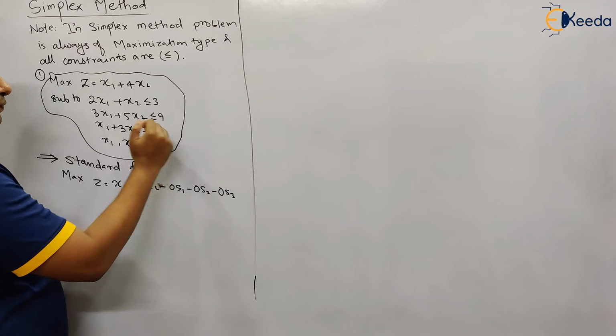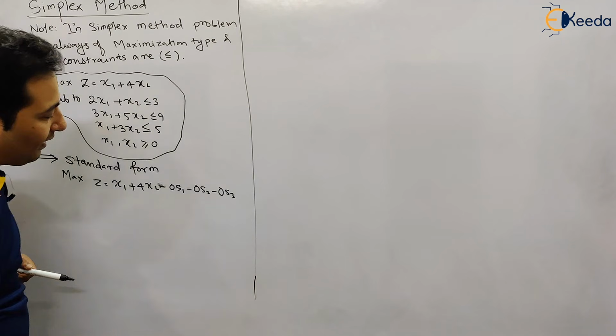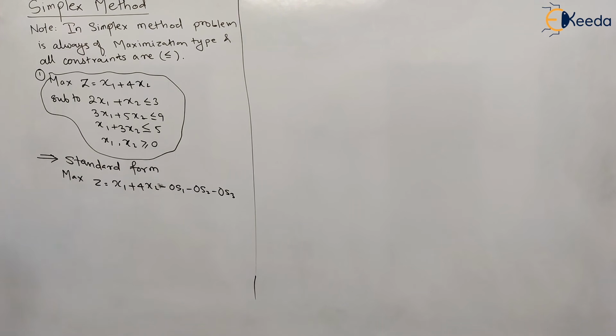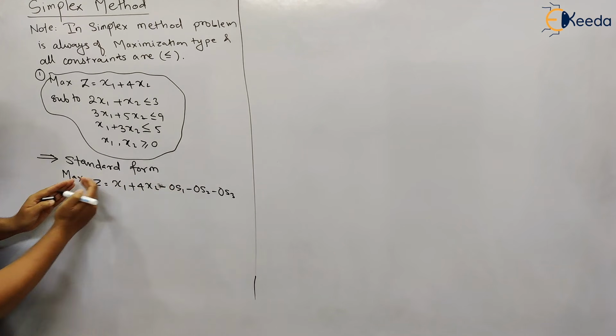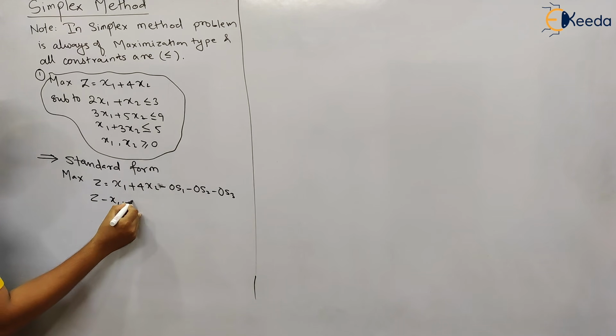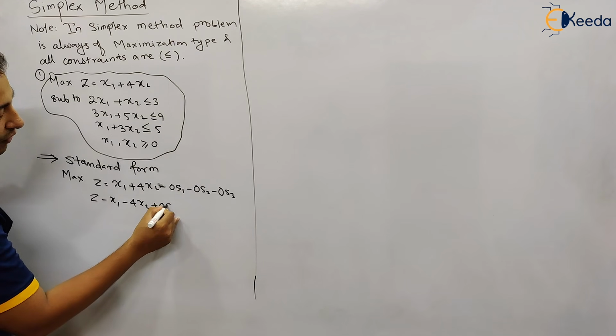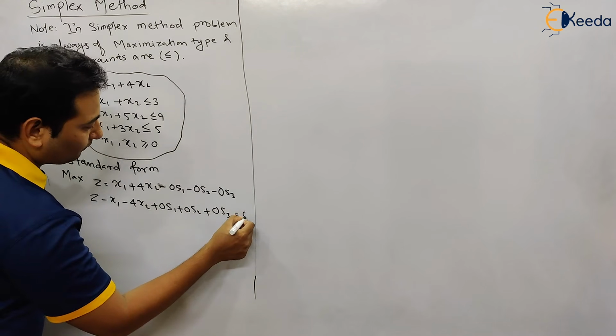So the number of constraints will be equal to the number of s variables, that I'm going to write down here. After that, all the terms will go to that side. This side, it will be z. x1 will come to this side: z minus x1 minus 4x2 plus 0s1 plus 0s2 plus 0s3 equal to 0.